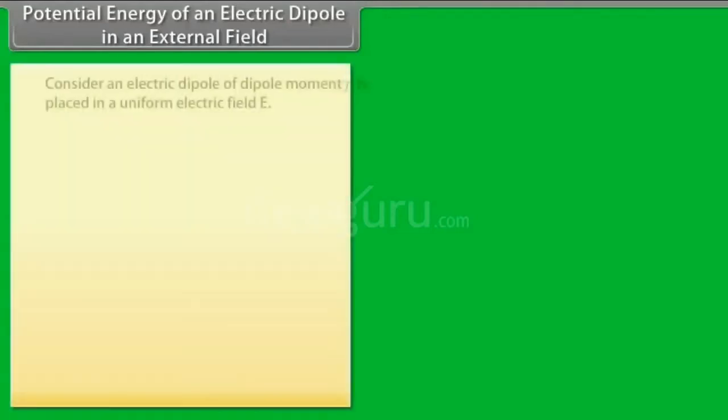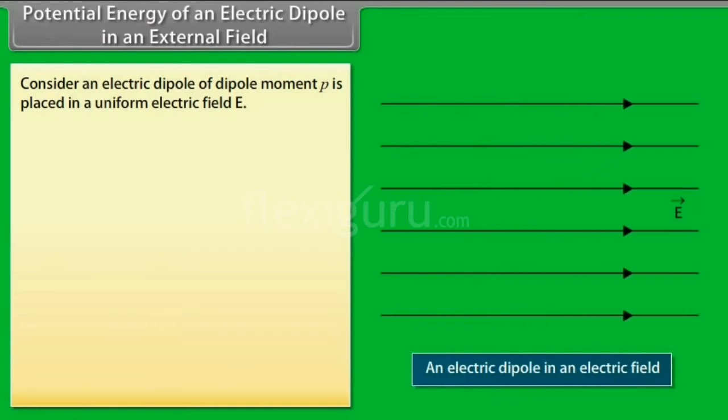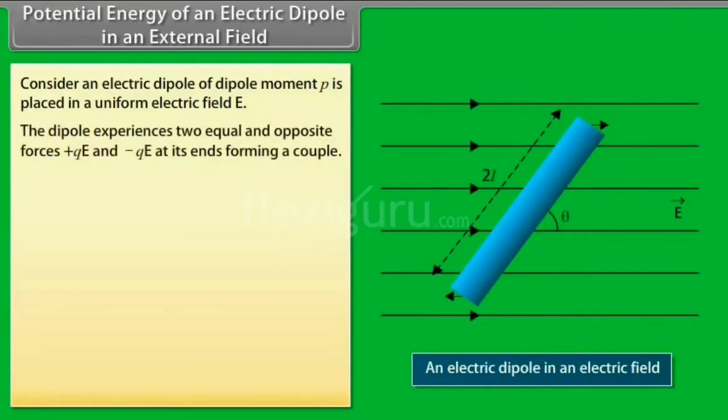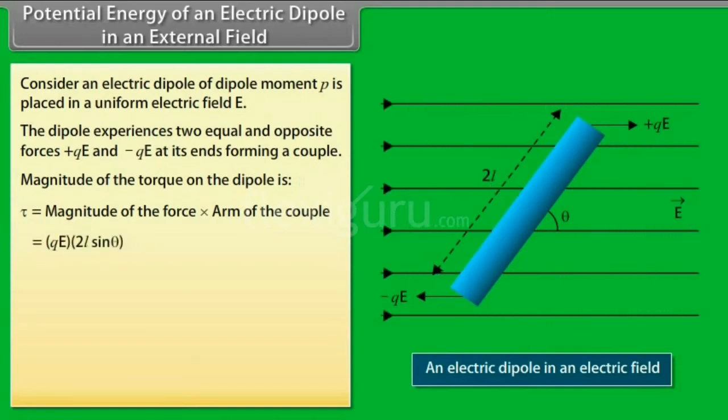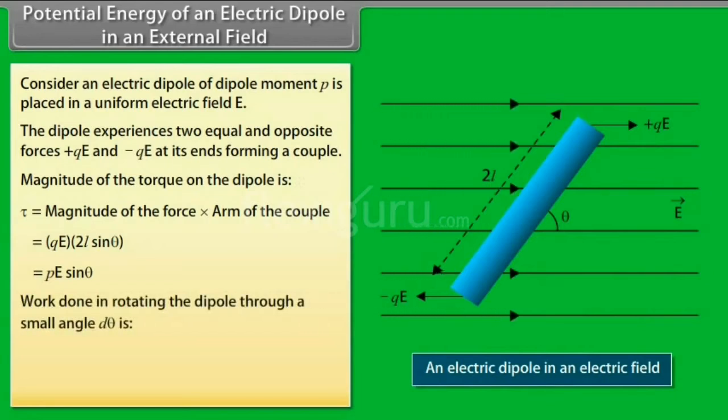Potential energy of an electric dipole in an external field. Consider an electric dipole of dipole moment P placed in a uniform electric field E. The dipole experiences two equal and opposite forces, plus QE and minus QE, at the ends, forming a couple. Couple means torque. Magnitude of the torque on the dipole is tau, the magnitude of the force times the arm of the couple, the perpendicular distance: QE into 2L sin theta. Then we write PE sin theta, because Q into 2L is called P.